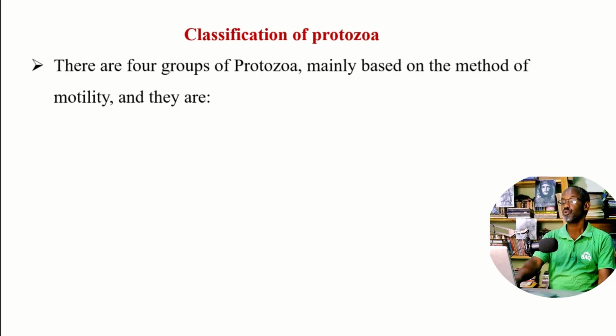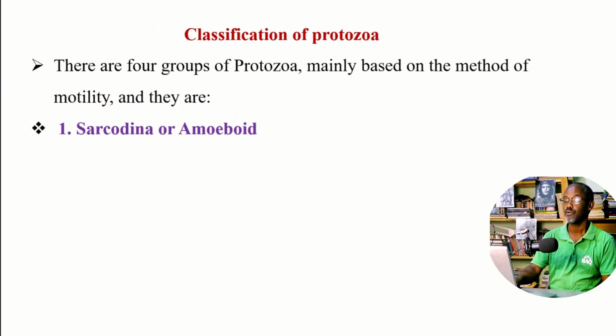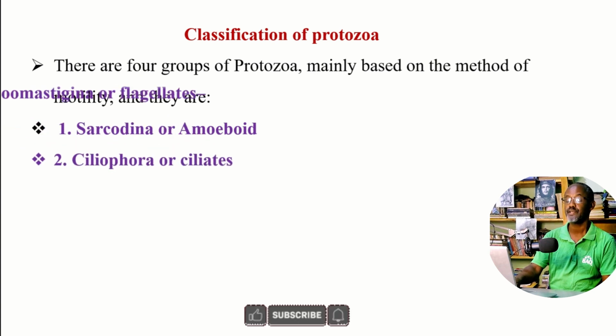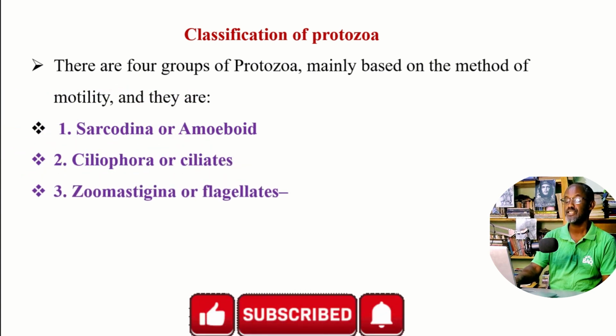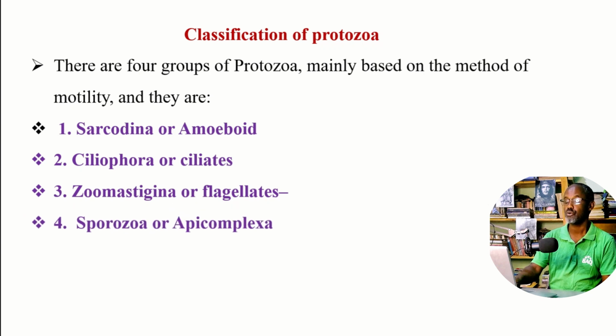There are four groups of protozoa, mainly based on the method of motility. What is the criteria to divide? To divide protozoa into four major groups, means of locomotion, how they move. These are one, Sarcodina or the amoeboids, two, the Ciliophora or ciliates, three, the Zoomastigina or flagellates, the mastigophorans, four, the Sporozoa or the Apicomplexa, which are really parasitic.